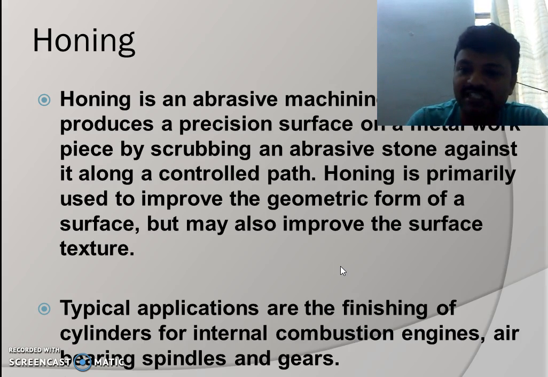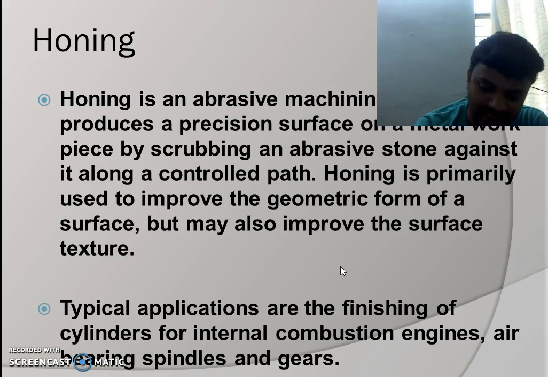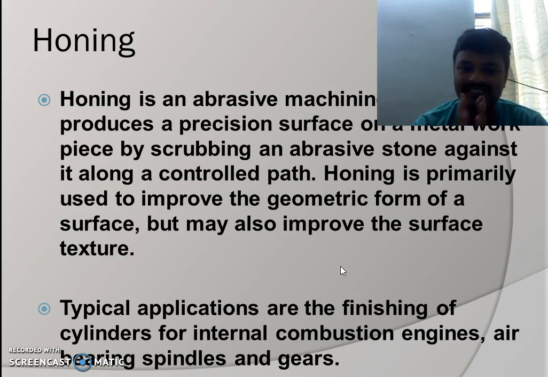Honing is an abrasive machining process that produces a precision surface on a metal workpiece by scrubbing an abrasive stone against it along a controlled path. Sometimes the axis of the honing tool and the center of the cylinder do not coincide. If they don't coincide, it will produce runout in the internal surface. So we have to first adjust it, otherwise it will not give the correct diameter.